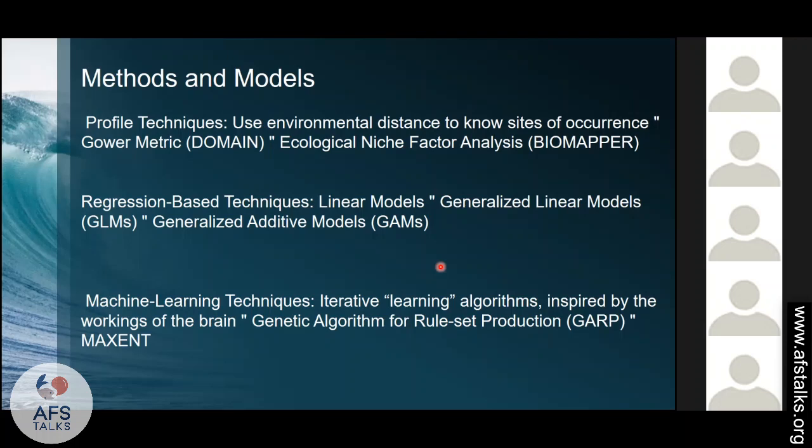And the next is a more advanced technique, that is machine learning techniques. They work just like our brain: there are various iterations to learn the algorithm. There are two major types of machine learning techniques. The first one is GARP, the genetic algorithm for rule-set production, and the other is maximum entropy, that is Maxent. We will discuss more about Maxent in the coming slides.